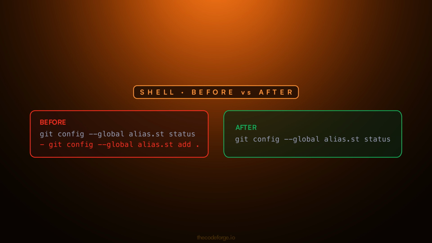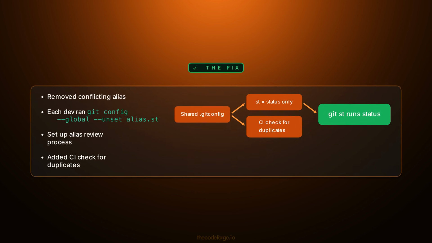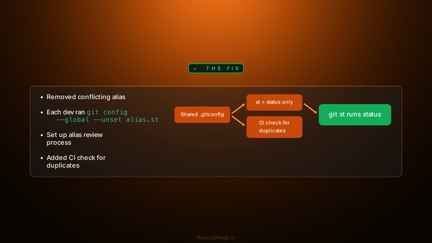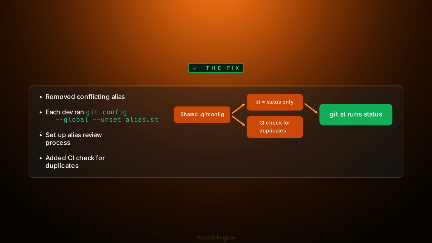Developer B's st equals add replaced st equals status, causing git st to stage all files. The fix was immediate. Remove the conflicting alias from the shared config file. Each developer ran git config --global --unset alias.st to clear their local alias. Then they set up an alias review process. Any new alias must be discussed in the team channel. They also added a CI check that warns if a shared git config has duplicate aliases.